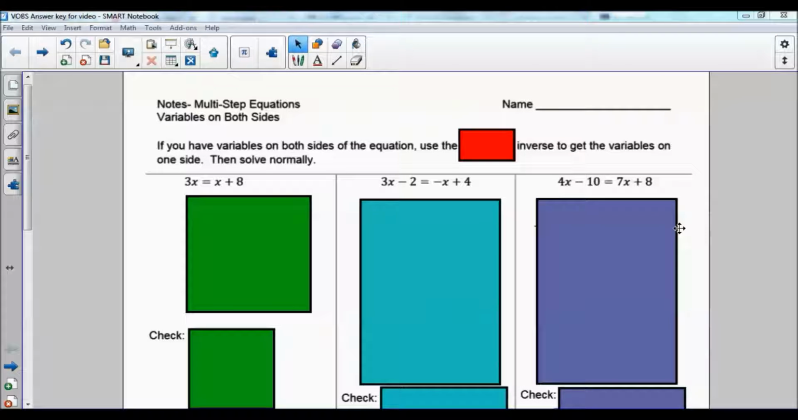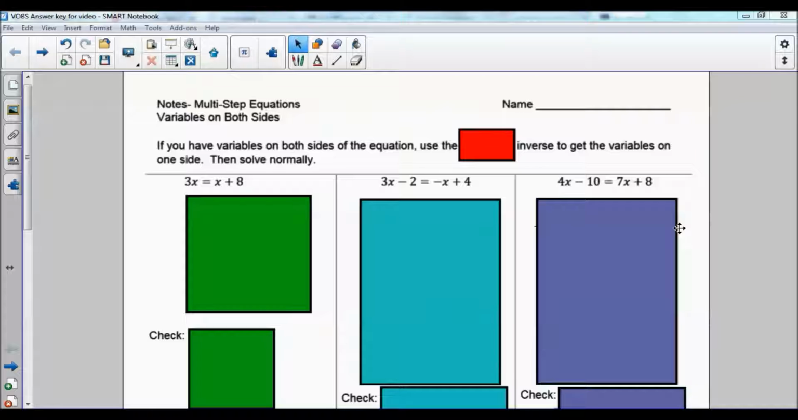Hey guys, so in this video we're going to talk about how to solve equations where we have variables on both sides of our equation. So that means we're going to have x's on the left side and the right side of our equal sign. Usually we just have them on one side, but we're going to see how to put them together to solve those kinds of equations.